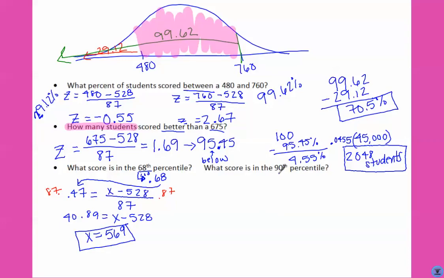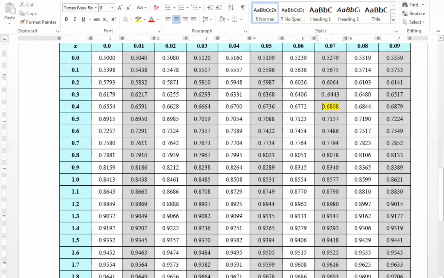Now, 90th percentile would mean we're looking for 0.90 in the chart. This one's a little trickier, and I'll show you why. 0.90, somewhere in here. A lot of people think it's this one, because it says 0.9015. And the next one's 32 at the end. That's bigger than this. Technically, 89.97 is closer to 90 because it's 0.03 off, and this is 0.15 off. So the z-score associated with it would be 1.28.